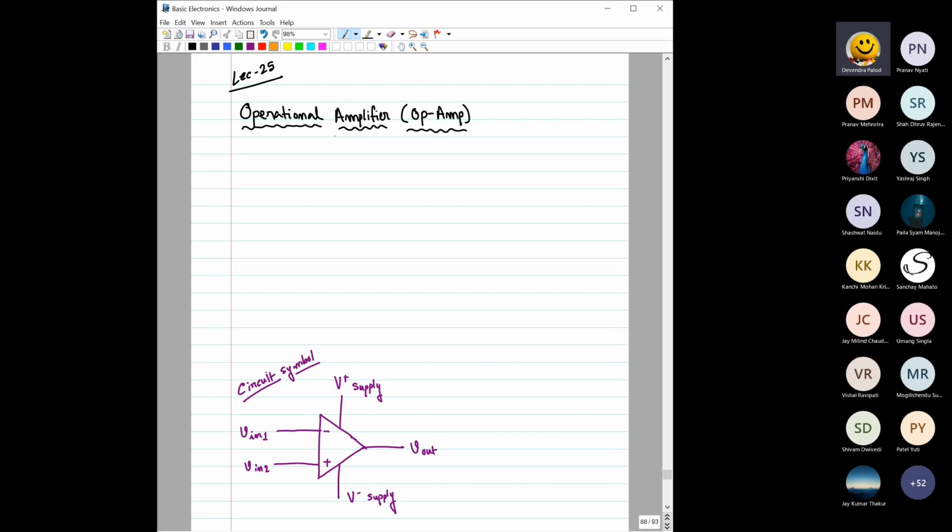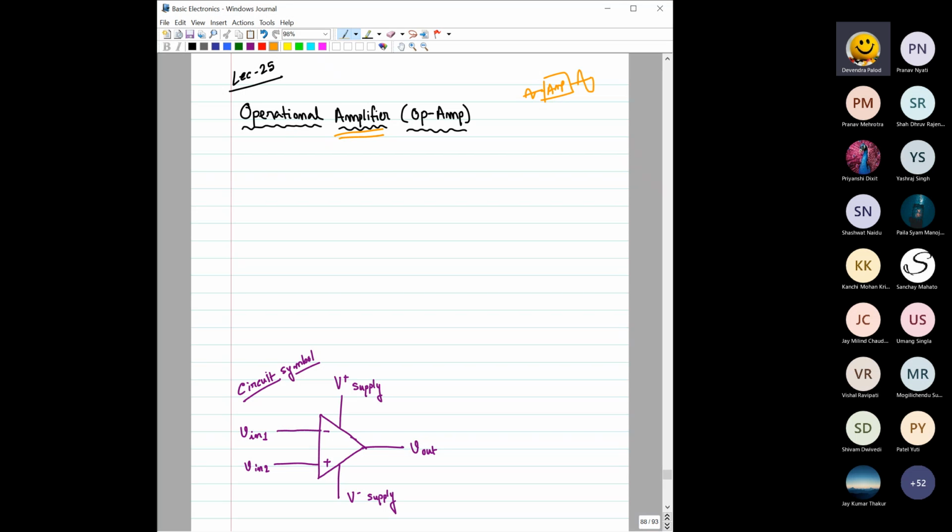What do you mean by amplifier? An amplifier is something where you give some signal at the input, and at the output you are expecting an amplified version of the input signal. Now, why has the term operational been used here?